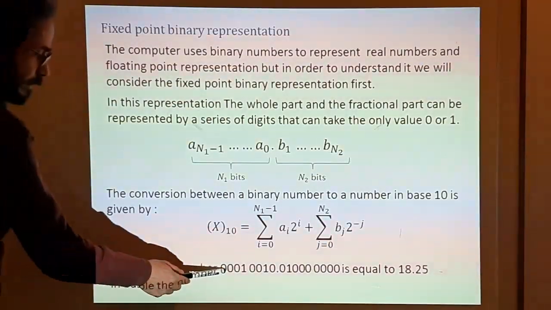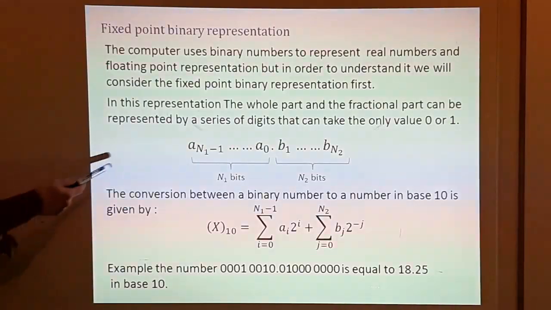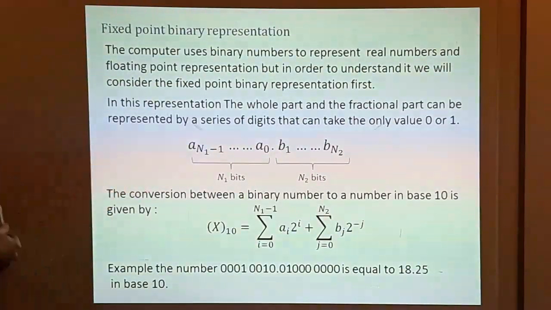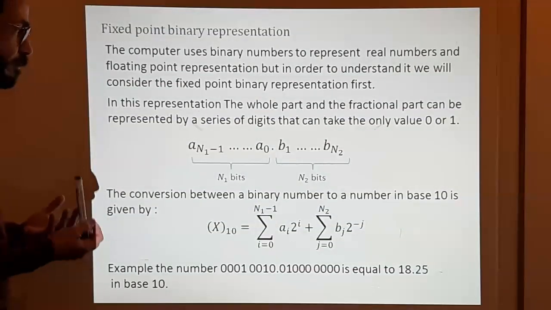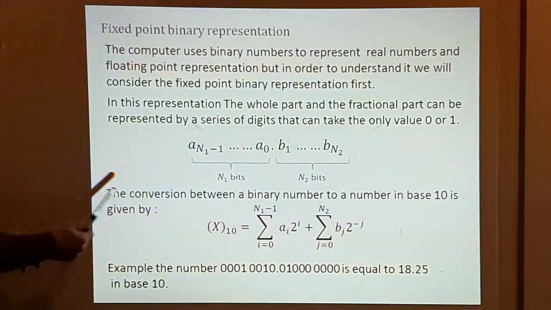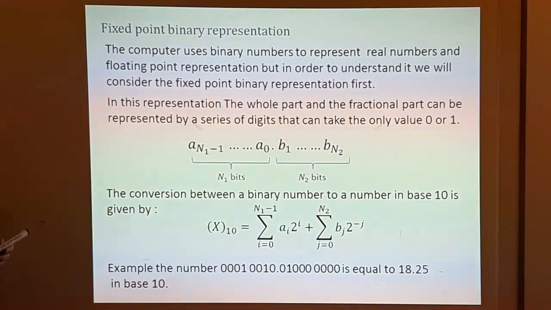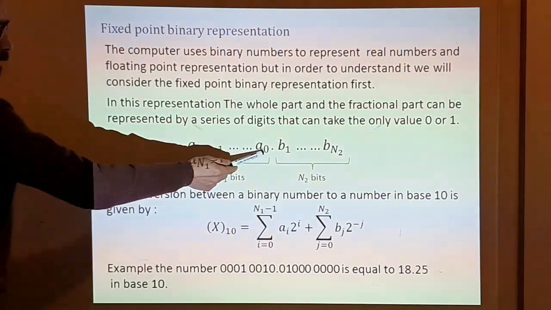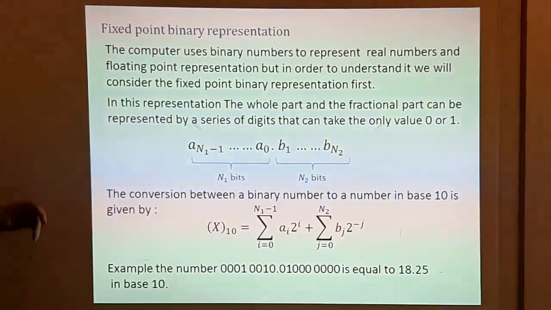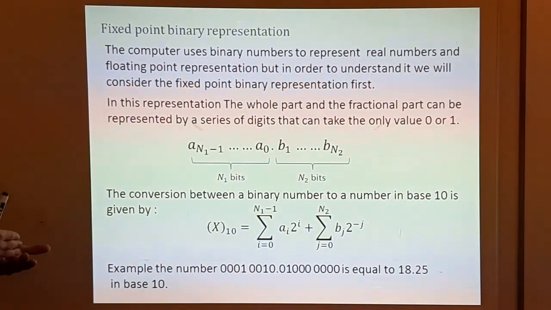So this is the binary expression of 18.25. So this representation is equivalent to the fixed point representation in base 10, except that in base 10, each digit can take a value between 0 and 9. Here, the digits can take only the two values 0 or 1.